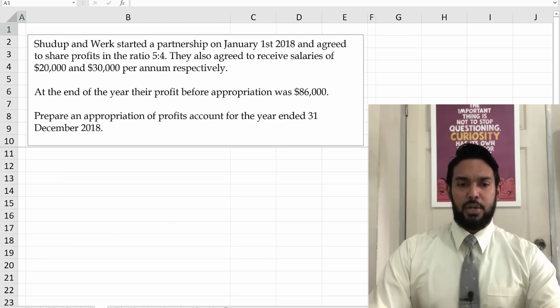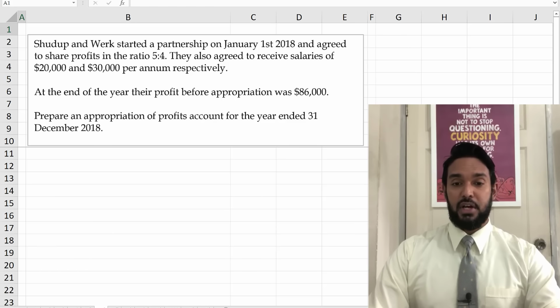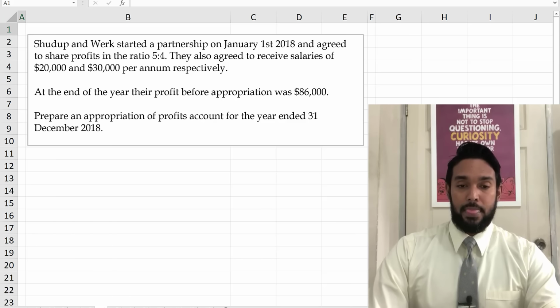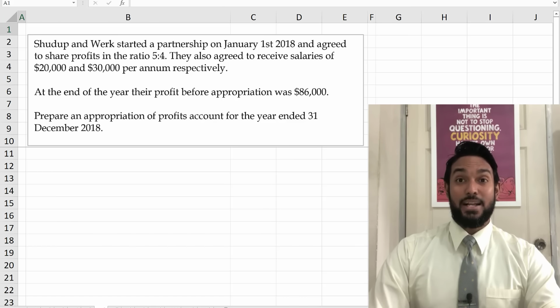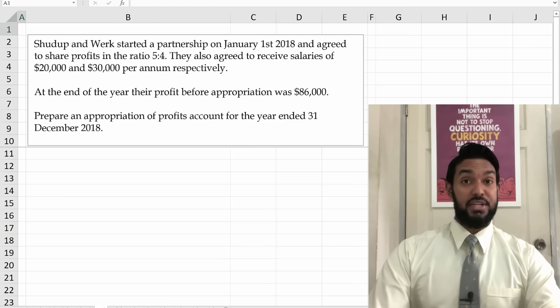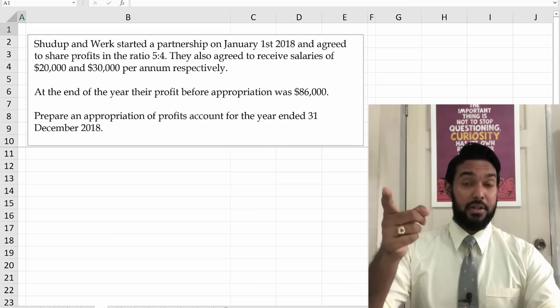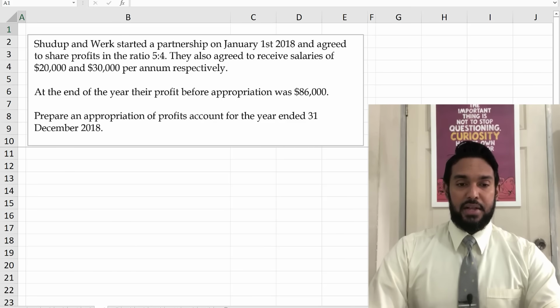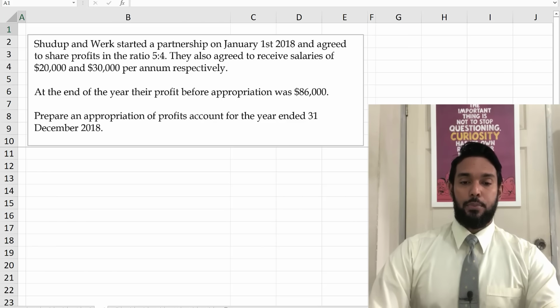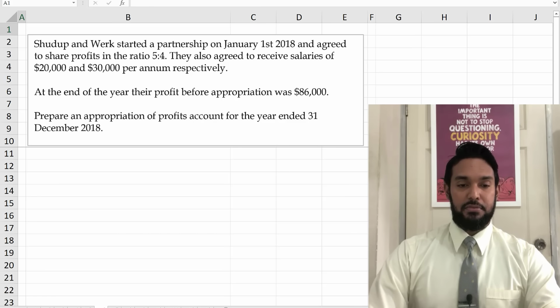It says, Shut Up and Work started a partnership on Jan 1st, 2018 and agreed to share the profits in the ratio 5 to 4. They also agreed to receive salaries of 20,000 and 30,000 per annum, respectively. Per annum means per year. That's a very important thing. It'll come back into play later on. At the end of the year, the profit before appropriation was $86,000. Prepare an appropriation of profits account for the year ended 31st December 2018.